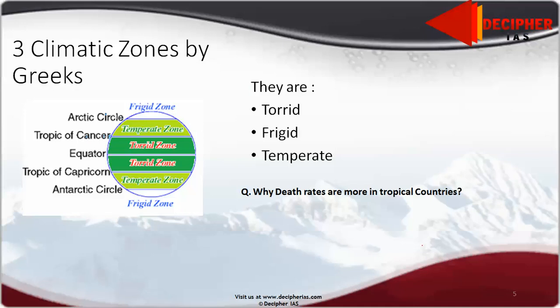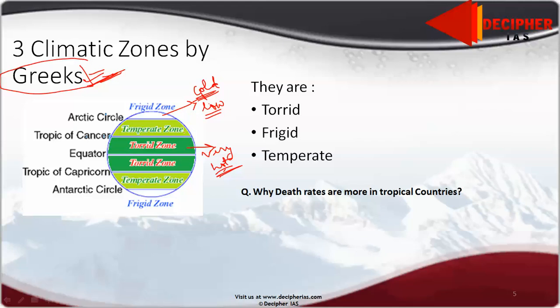Moving forward, the different climatic zones. These climatic zones were defined by Greeks, and they were the first ones to differentiate between different climatic zones on the earth. The first one they talked about is torrid. They said this is the very hot areas, because sun rays fall perpendicularly on them, and they called the other areas very frigid areas, that is very cold areas. Sun rays fall at a great angle on them, that's why the intensity is low, therefore they are very cold.